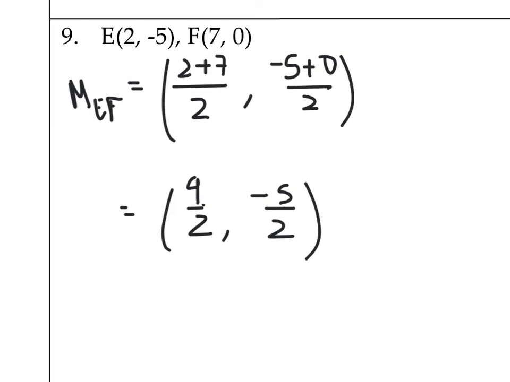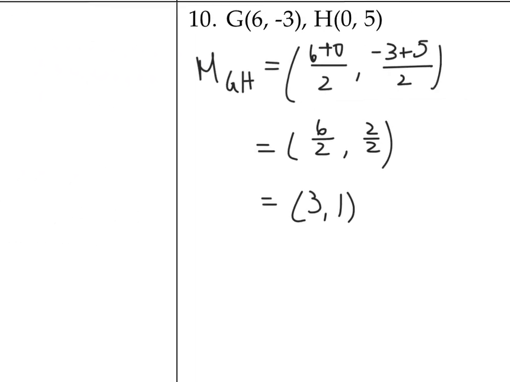Okay, so for number 9, 2 plus 7 over 2, negative 5 plus 0 over 2. And in this case, we do get those odd numbers in our numerators, so our final answer would be 9 over 2, comma, negative 5 over 2. If you had to plot this point later on, you can always turn your fractions into decimals just to make it a little easier to graph. But if you're actually working with the midpoint, you're going to use it with the fractions.